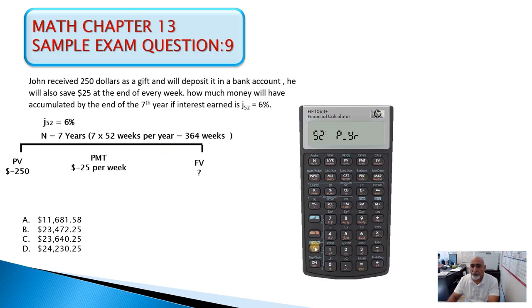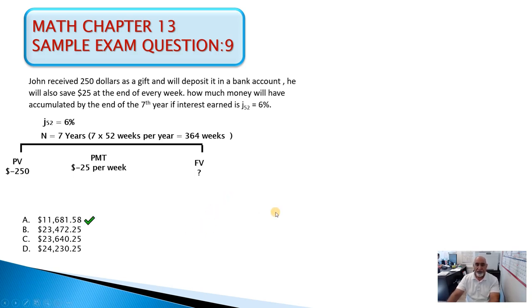So here's the choices. Let's bring in the calculator. Clear all. First put in your interest rate, 52 compounding periods, and 6% nominal rate per annum. Done. N is 364. Good. PV is $250 with a negative is my PV, and every week I'm saving $25. That counts as a payment to the bank, and at the end I will have $11,681. Great. Let's go to the next question.